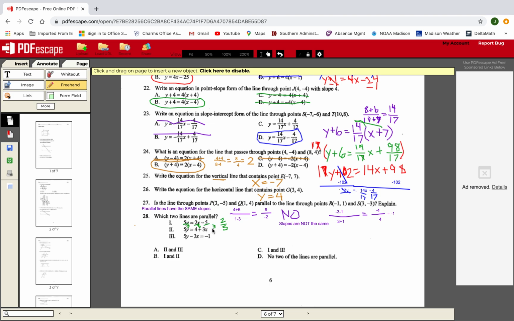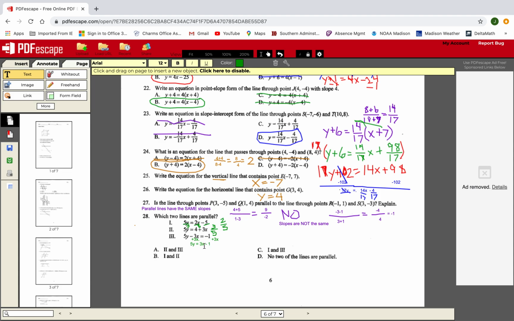They don't have the same slope. So we need to look at this third one here. If we're trying to solve for y, we first need to add 3x to both sides. So my equation at that point would be 5y, because that's all that's left on the left side now, equals 3x minus 1.